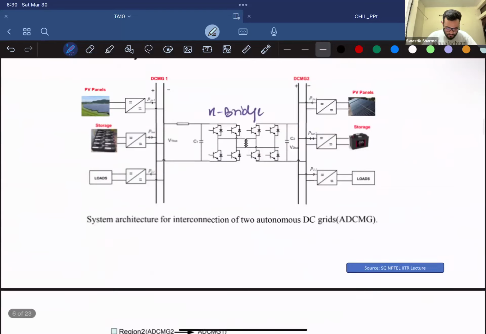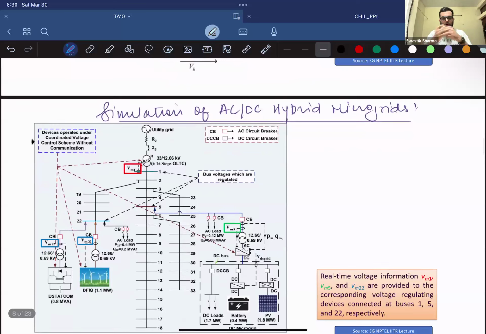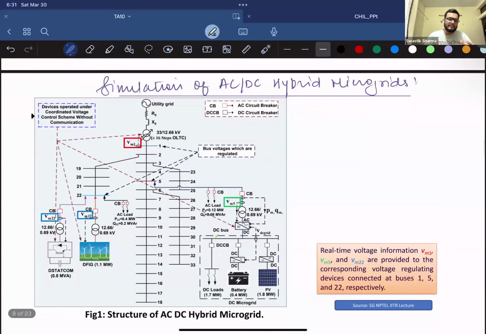So this is one way in which you can do it. This was about operation of a DC microgrid. Fairly easy, right? You have independent DC buses, you can connect your loads, connect your storages, and then devise an energy management scheme so that your battery is managed effectively. And the interconnection of DC microgrids can be done fairly easily. But what if you have a hybrid AC-DC microgrid?